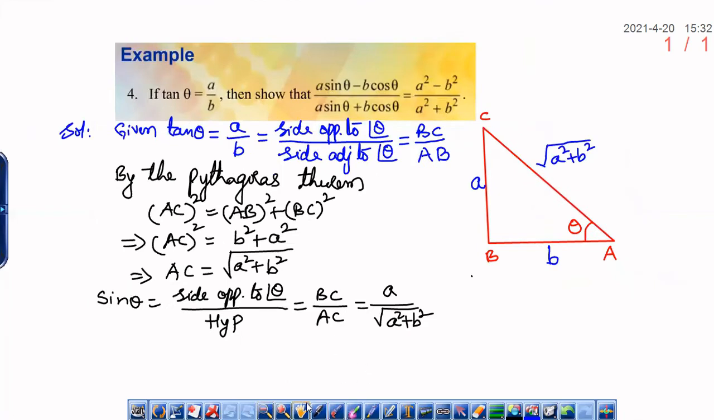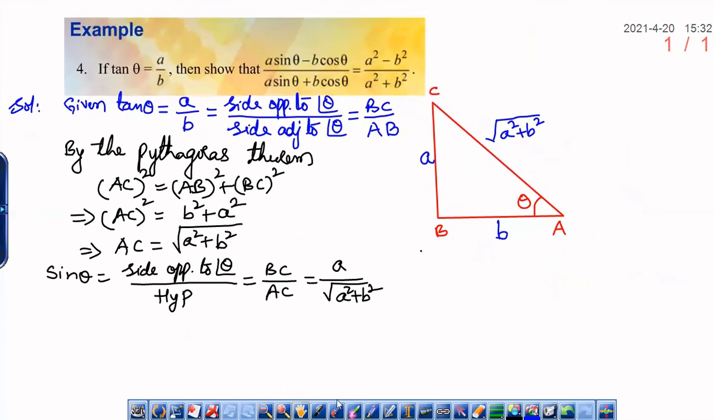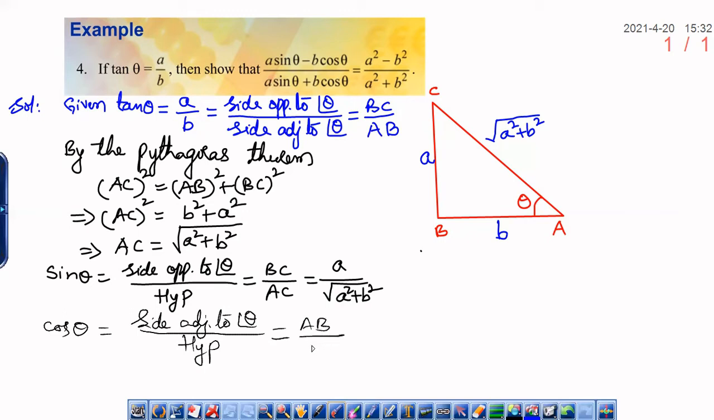Now children, what is the other ratio we need to find? We need to find cos theta. Cos theta is equal to side adjacent to angle theta divided by hypotenuse. That is equal to AB upon AC. That is equal to B upon under root of A square plus B square.